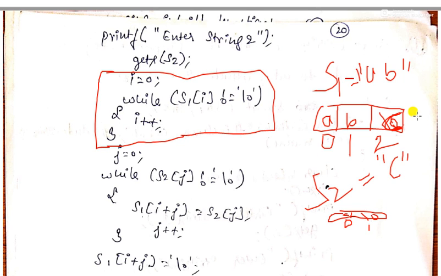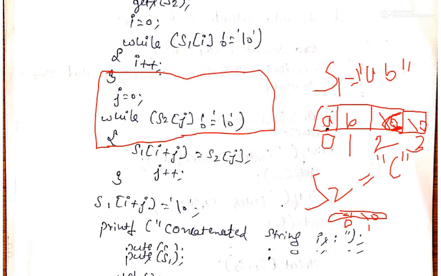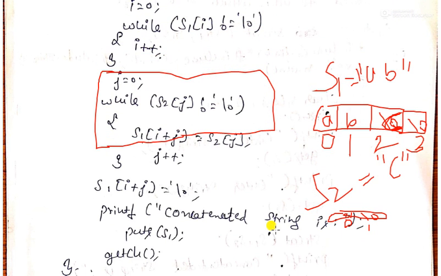At last, for this s1 we have to attach a null character right after this. So s1 of i plus j: i value is 2, j value is 1, 2 plus 1 is 3. This is equal to null character. After that the null character will be attached. Then we print the concatenated string s1. We print s1, what happens? s1, ABC, will print.